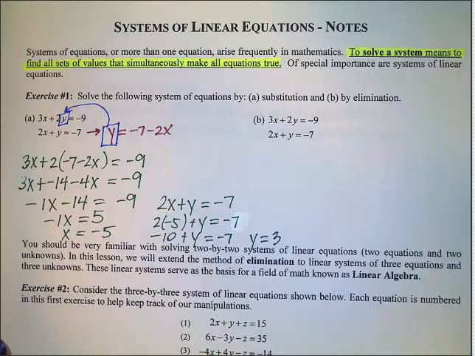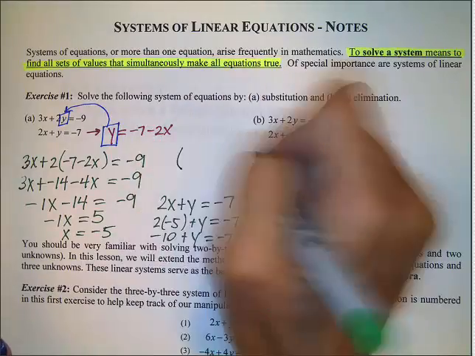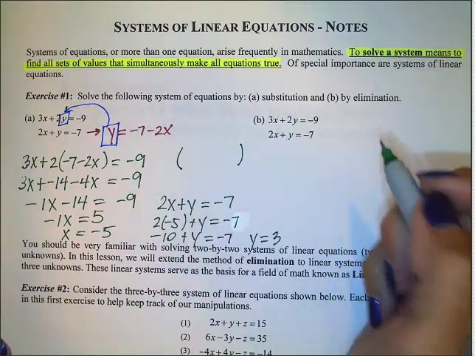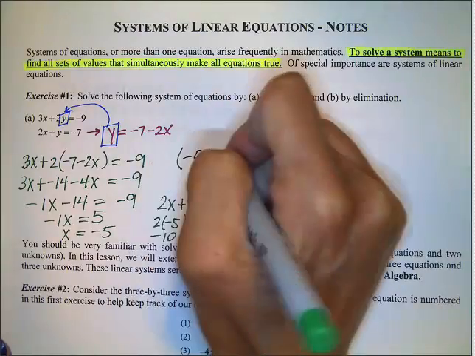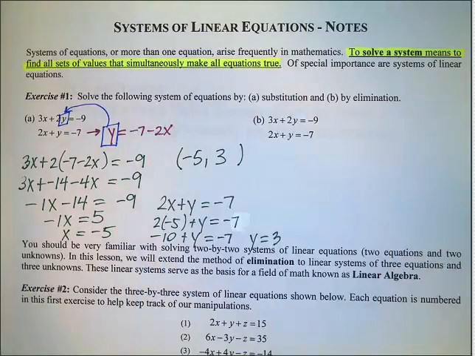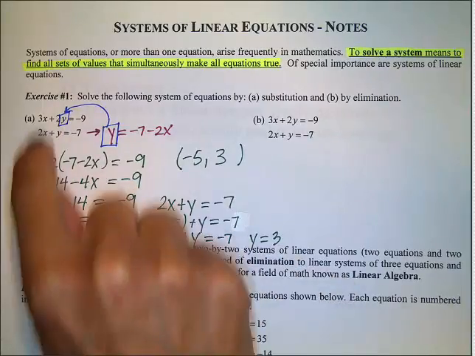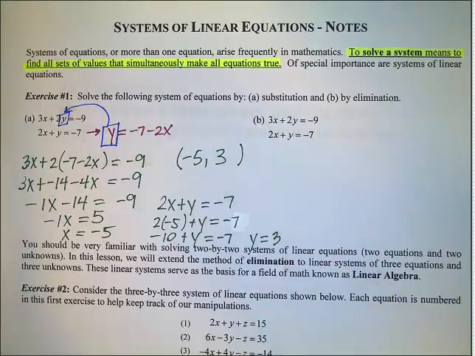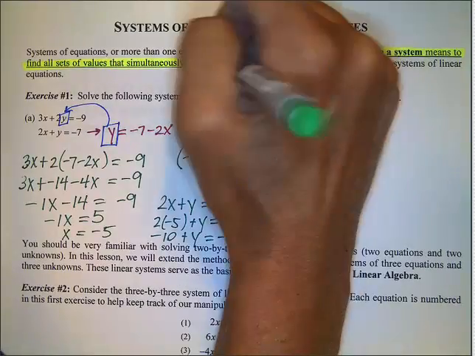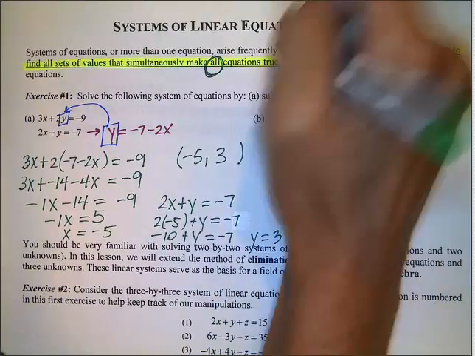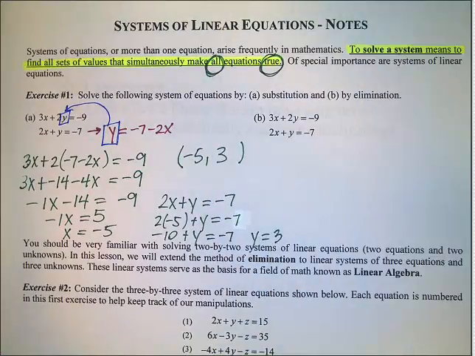So my answer, and I'm going to write it as an ordered pair, x comma y, is -5 comma 3. And I could store -5 for x in both equations and 3 for y in both equations, and it better make all the equations true. Okay, if it doesn't work in one of them, it's not true, it's wrong.